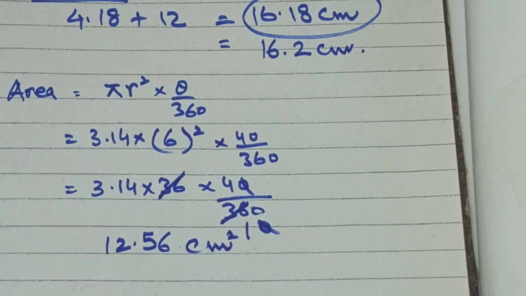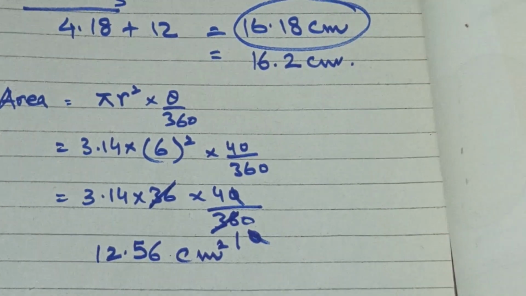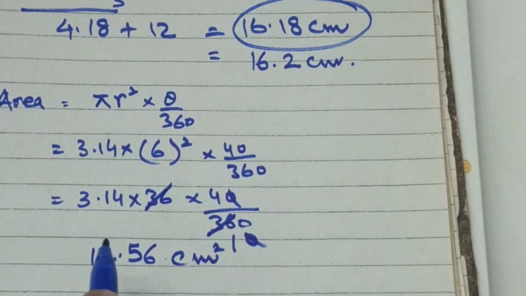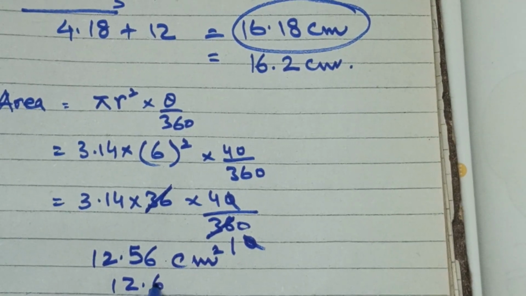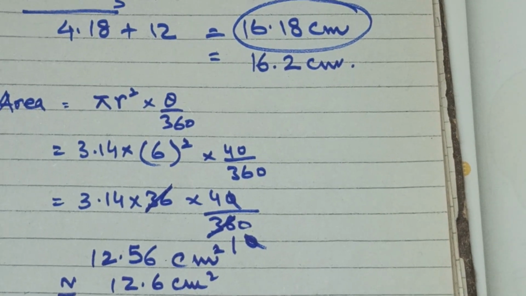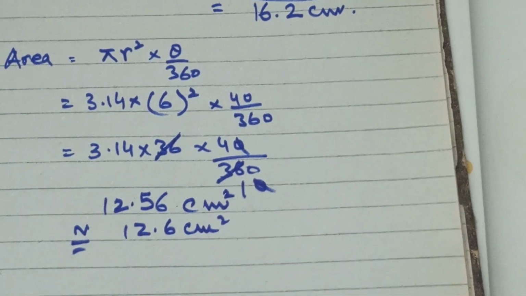area we always write in squared unit. So this is your first question done. 12.6. Okay, if you want to round it off, it will become 12.6 centimeter square. You can round it off. Now proceeding to the next question.